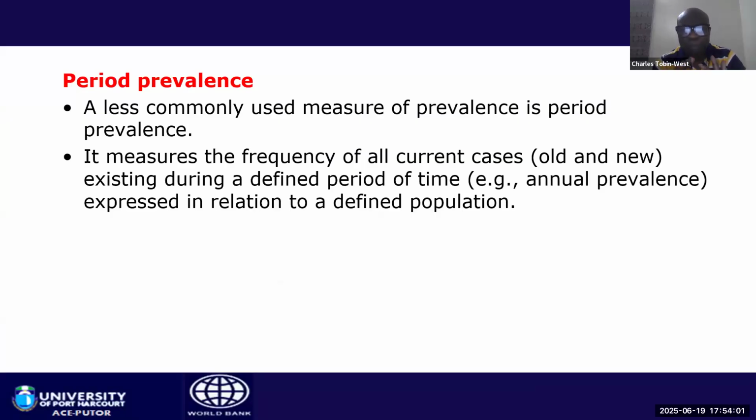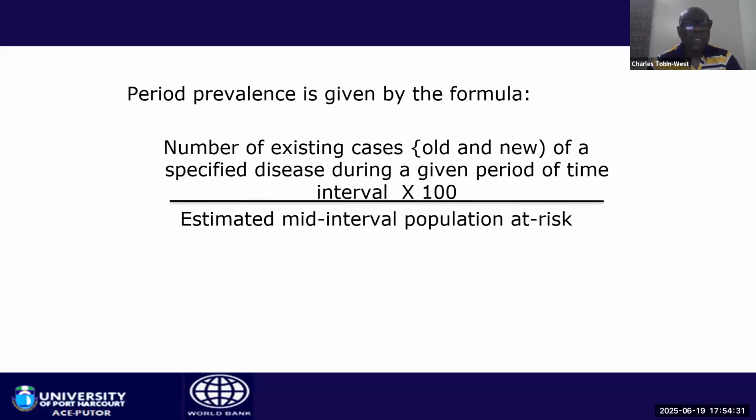Then let us look at the period prevalence. It's less commonly used, okay? It measures the frequency of current cases, old and new, existing during a defined period of time. Example, annual prevalence expressed in relation to a defined population. Okay, annual prevalence is a longer period of time. So it is a period prevalence, unlike point prevalence. Period prevalence is given in the formula: number of existing cases, old and new, of a specified disease during a given period of time over the estimated mid-interval population at risk of that disease.